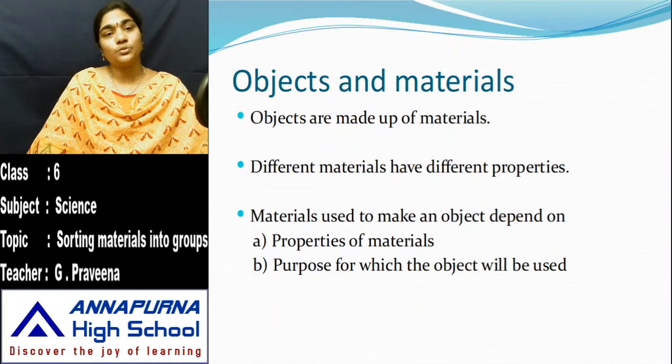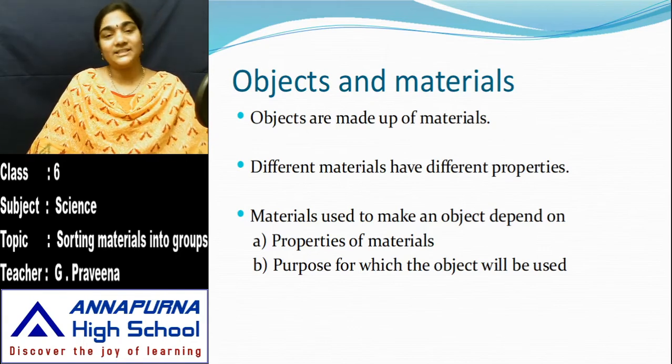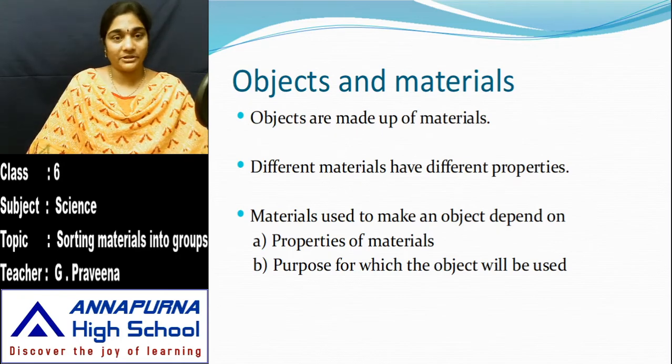Now let us know the difference, what are objects and what are materials. As we already discussed, objects are made up of materials and these materials have different properties. Based on that, we can prepare the object. Materials used to make an object mostly depend upon the properties of materials and also the purpose for which the object will be used. For example, if you take a tumbler where we can store water in it, obviously it is made of plastic so that it can retain the water.